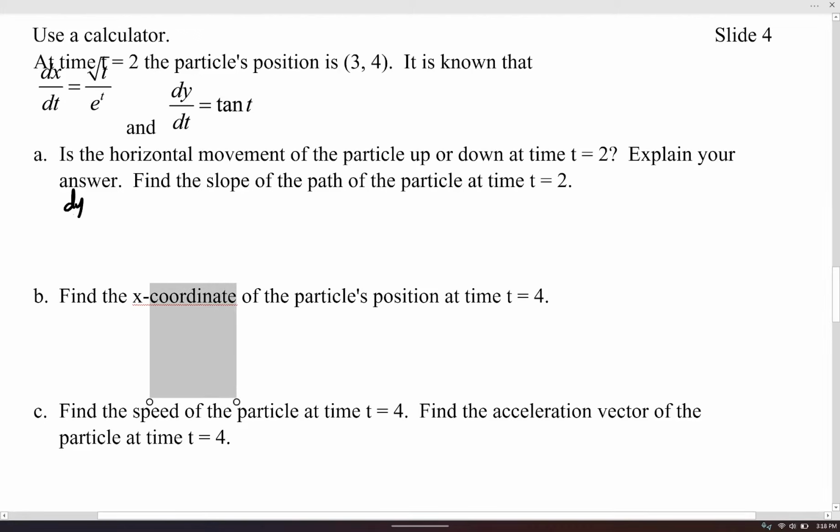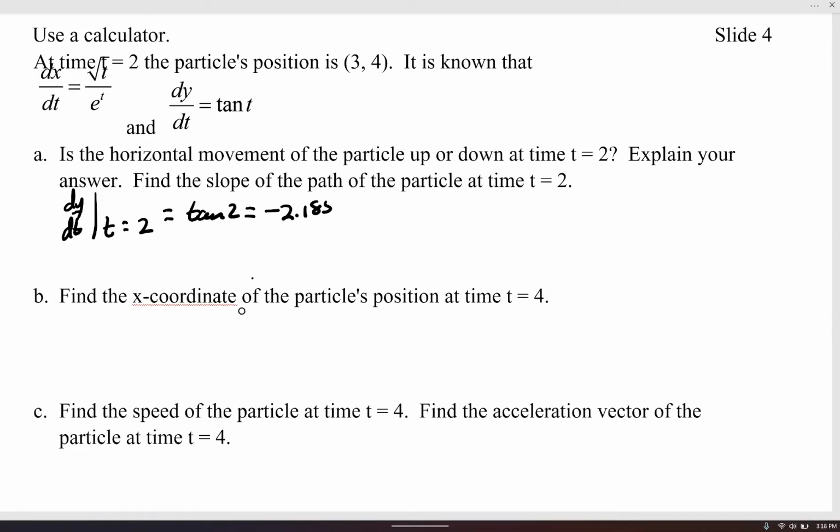So dy/dt evaluated when t is equal to 2 is equal to the tangent of 2, which is negative 2.185. Now that's less than 0, so we're looking at down. Find the slope of the path.